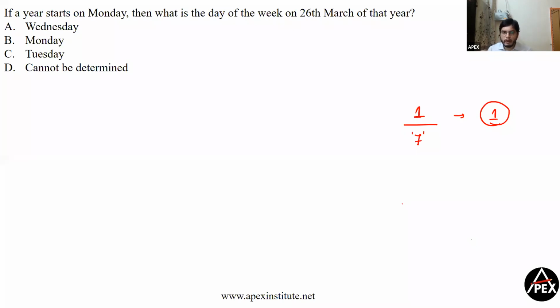Someone asked me that one day ago thing. Now the same logic applies here also. 38 days ago, so 38 by 7, remainder is 3. Subtract 3. Done. Did you understand it? So what's the answer for this question? Perfect. The answer should be cannot be determined.